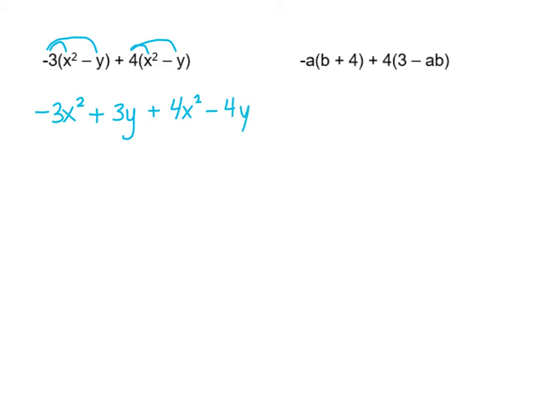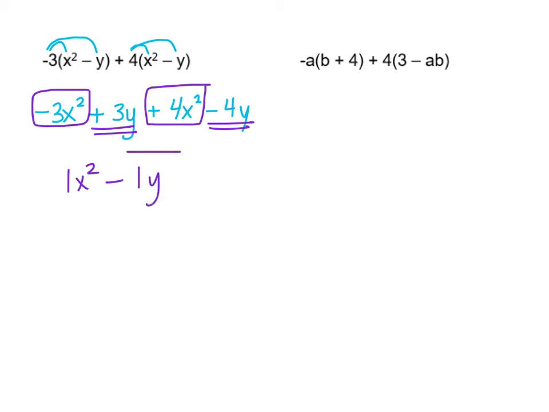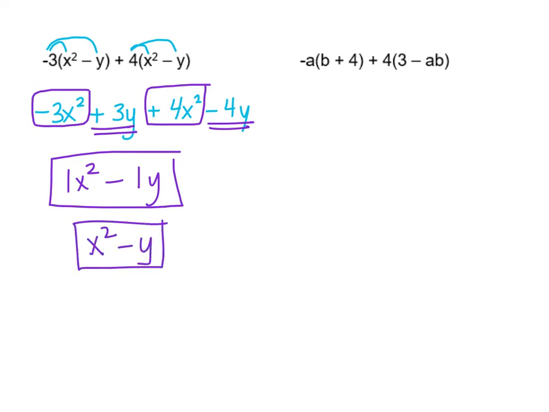Alright, then you look for any like terms. We'll start with the x's first, because those will go first. In the proper order, we have a negative 3x squared plus a 4x squared. Opposite sign, so subtract. 4 minus 3 is 1. Keep the sign of the bigger number, so positive 1x squared. And then we have 3y minus 4y. Opposite sign, subtract. 4 minus 3 is 1. Keep the sign of the bigger number, so minus 1, and then the y stays. So 1x squared minus 1y, or if you don't like those ones, go ahead and just say x squared minus y. It's the same answer. Whatever you prefer is fine.